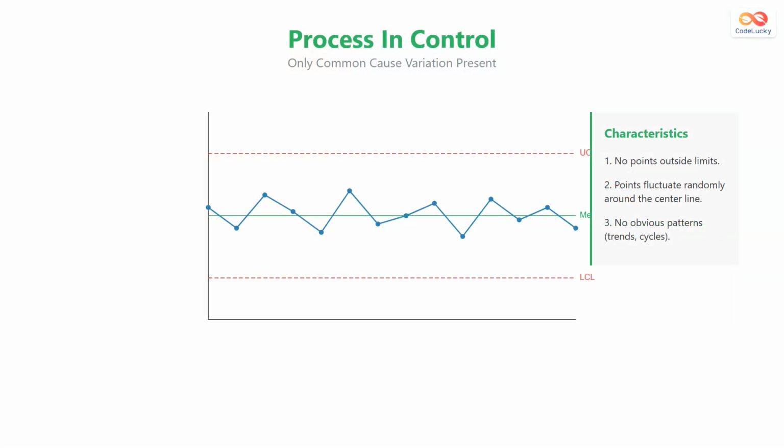When a process is in control, the chart looks like this. No points fall outside the limits. The points fluctuate randomly around the center line, and there are no obvious patterns like trends or cycles. This is a healthy, stable process.